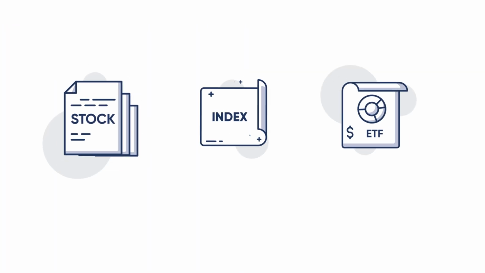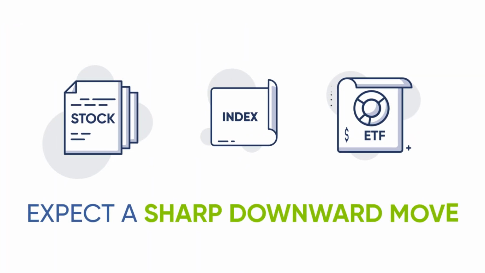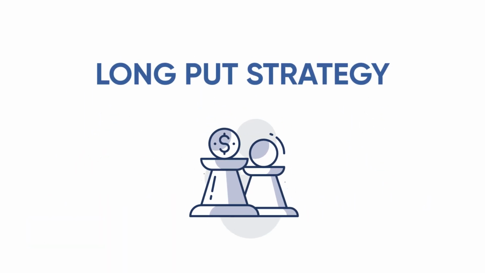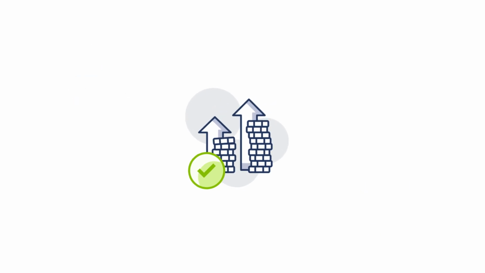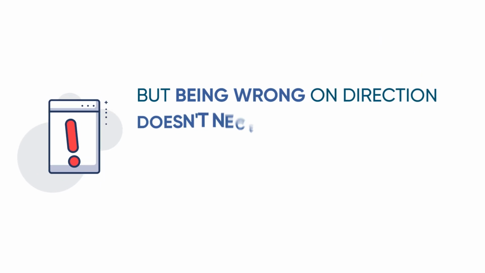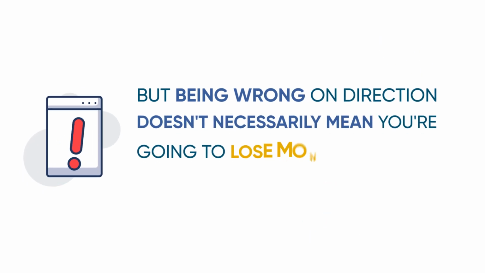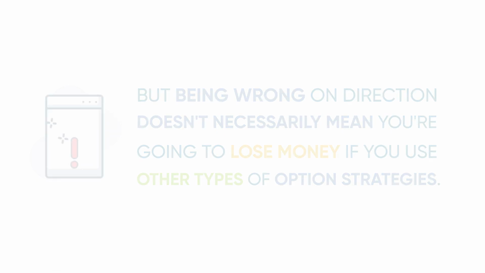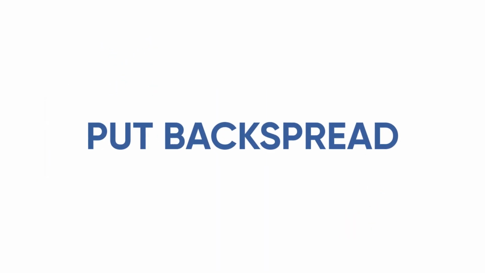If you're bearish on a stock index or ETF and expect a sharp downward move, you might consider a long put strategy for a purely directional trade. If you're right, you could make a profit. However, if you're wrong, it's likely you'll have a loss. But being wrong on direction doesn't necessarily mean you're going to lose money if you use other types of option strategies. One of those is the put-back spread.